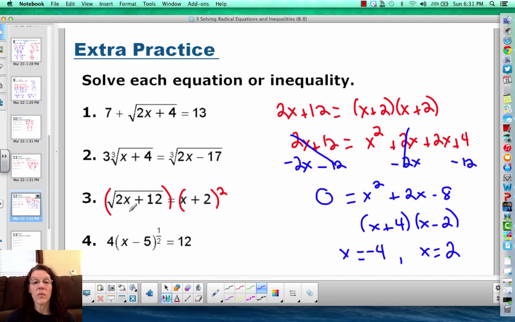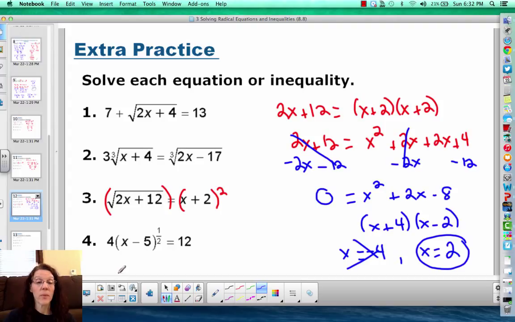Now, what happens over here? 2 times negative 4 is negative 8 plus 12. That's a positive, but what happens over here? That negative 4 makes this negative, so we can't have that answer. This is our only solution. Let's double check. 2 times 2 is 4, plus 12 is 16. Square root of 16 is 4, and 2 plus 2 is 4. That is our only solution. Again, make sure that you check.